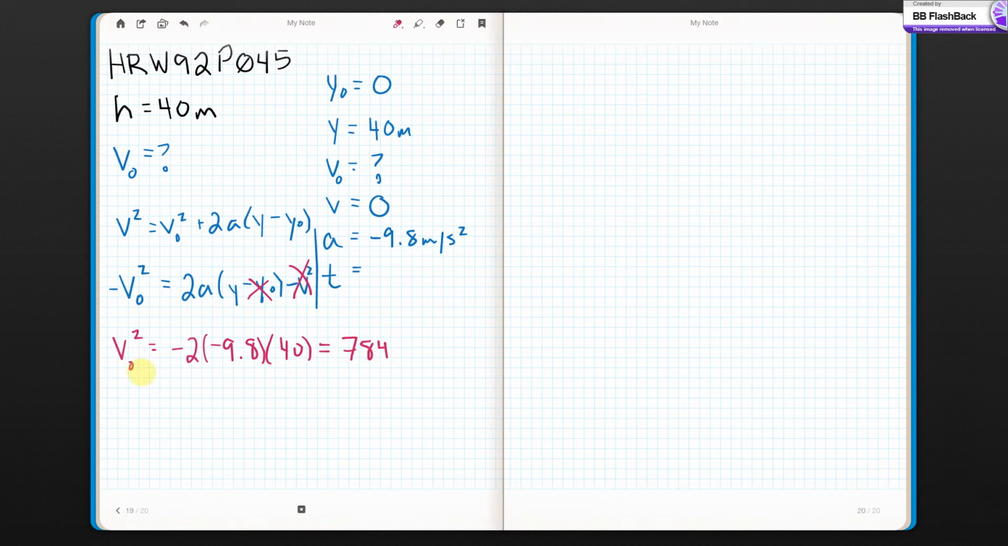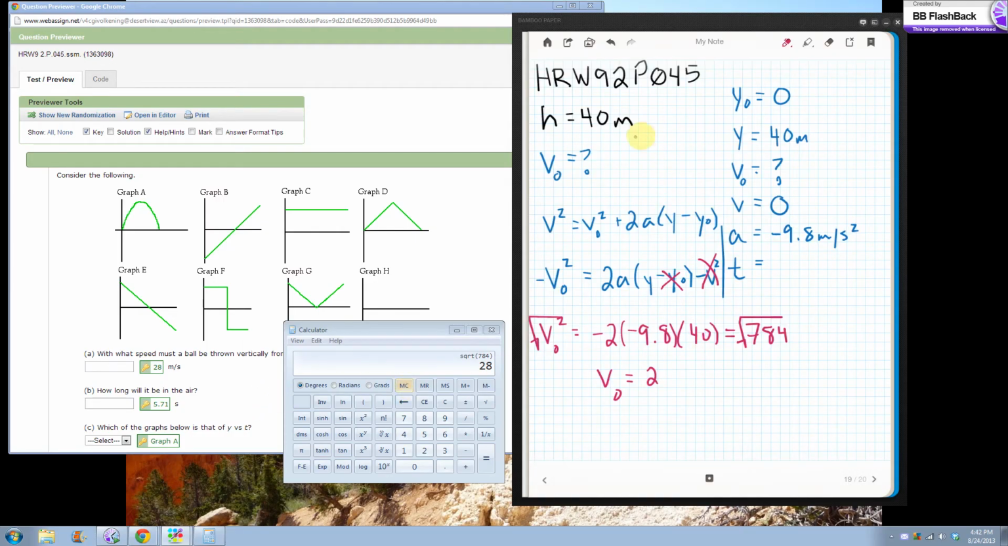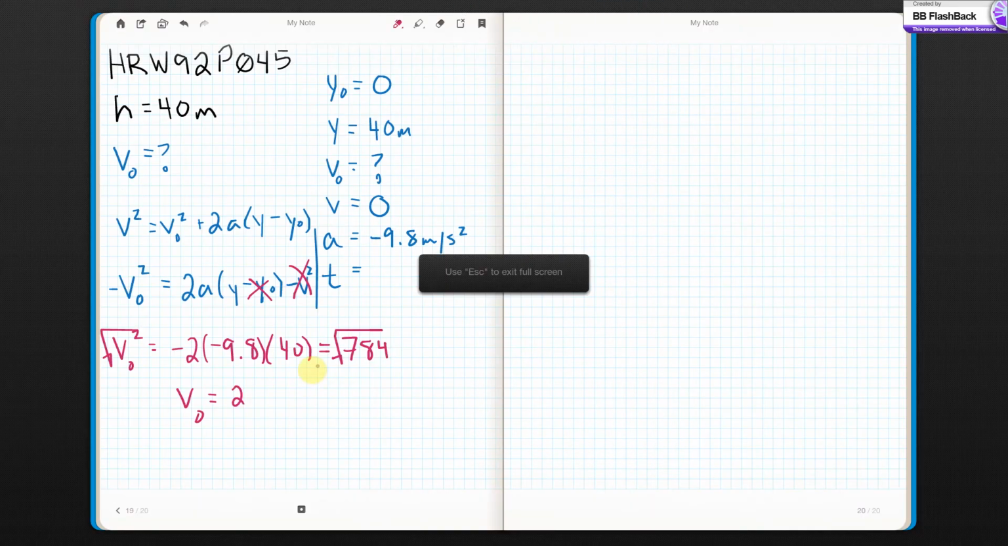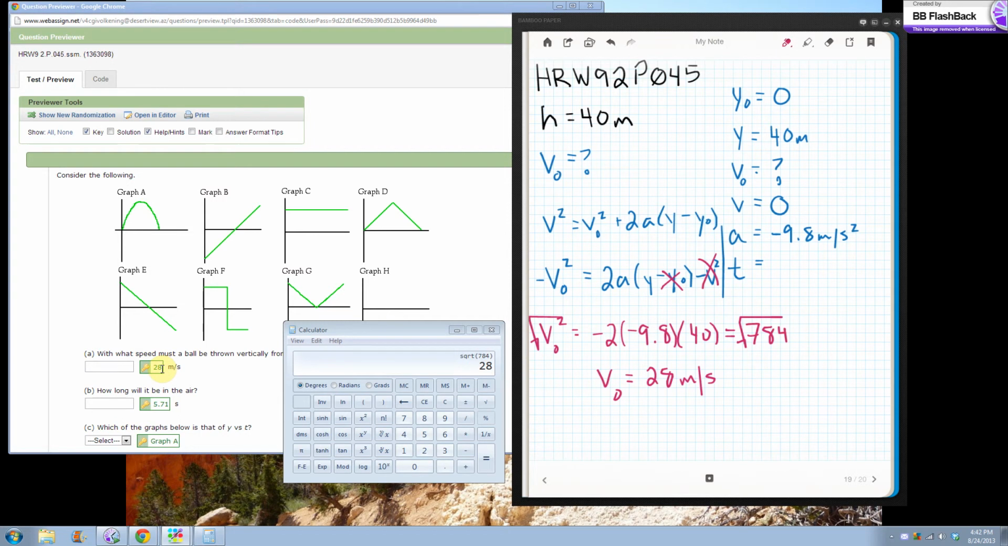But that's still squared, so I have to square root both sides to get the velocity. Put that in a calculator, and I get the initial velocity was 20. Oh, I forgot already. It was 28. Sorry about the jumping around. Let's see if that was the answer. Yep, that is the answer on my numbers. Your numbers may be different.